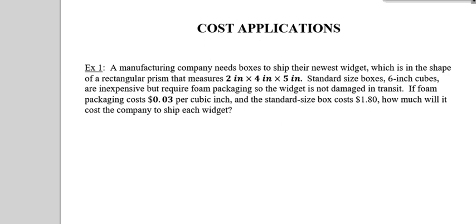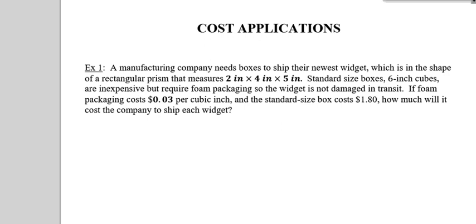In the first one, it says a manufacturing company needs boxes to ship their newest widget, which is in the shape of a rectangular prism measuring 2 inches by 4 inches by 5 inches. A standard size box in the shape of a 6-inch cube is inexpensive, but does require some foam packaging so that the widget is not damaged in transit. If the foam packaging costs 3 cents per cubic inch, and the standard size box costs $1.80, how much is it going to cost the company to ship each widget?